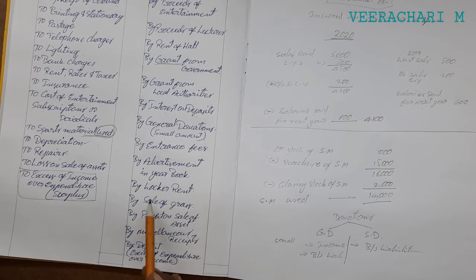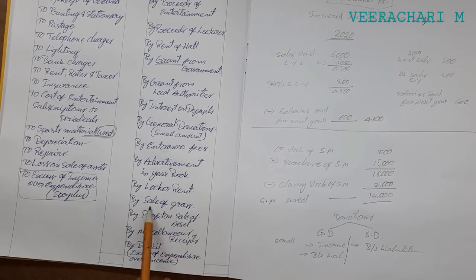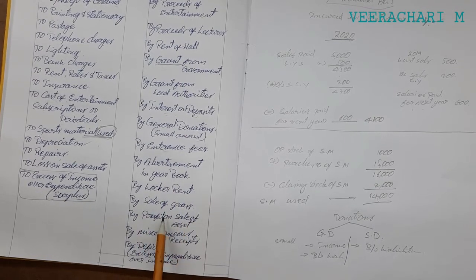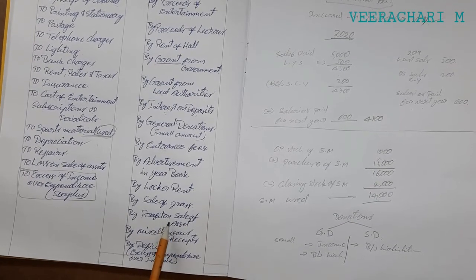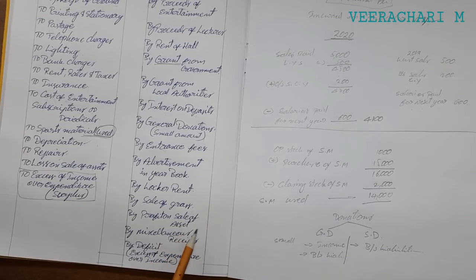Next, locker rent. Next, sale of grass. Next, some proportion of sale of an asset, that is also income. Next, miscellaneous receipts. Any receipts like that, any income in nature, is called income.